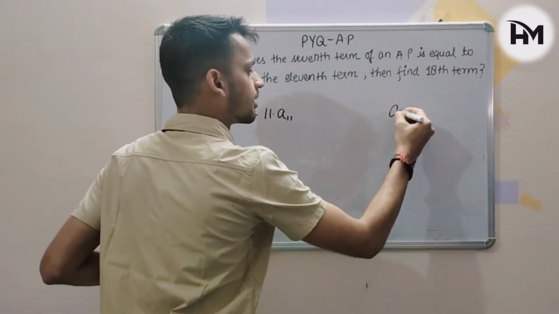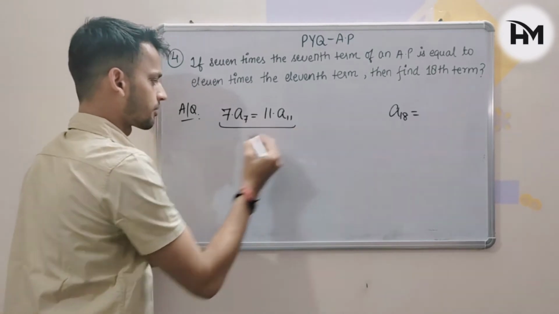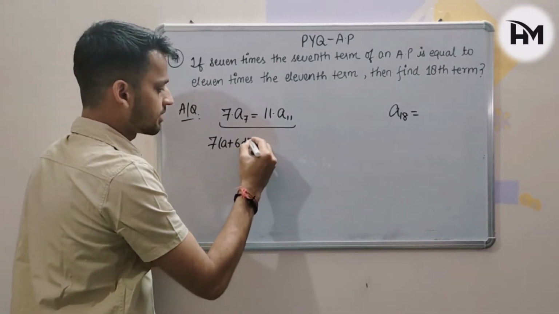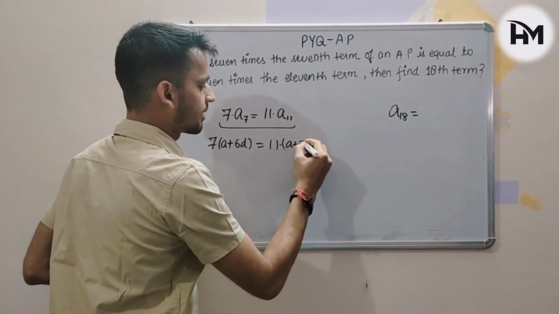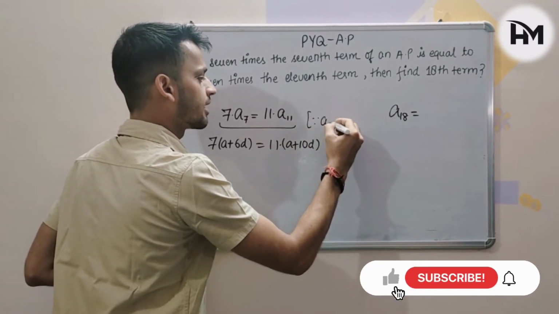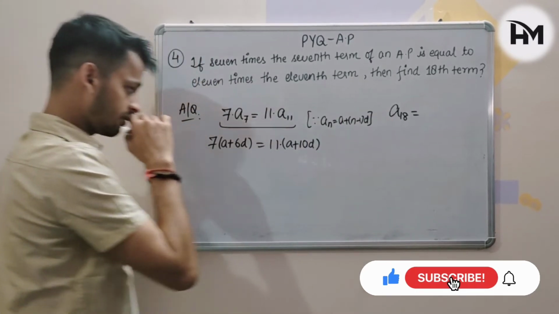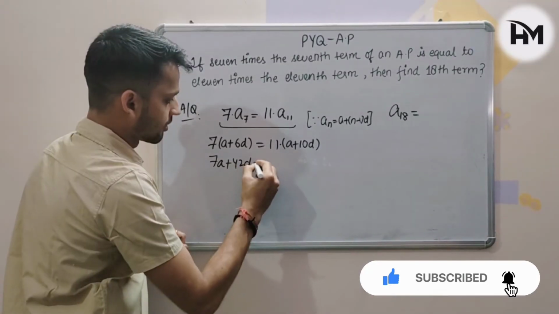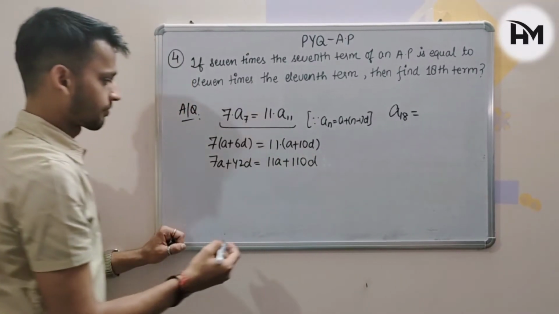Then we need to find the 18th term. So let's solve this first. 7 times the 7th term is equal to 11 times the 11th term. a plus 6d, 11 times a plus 10d. So we need to mention which property we have used: an equals a plus n minus 1 times d. On solving this, 7a plus 42d is equal to 11a plus 110d.